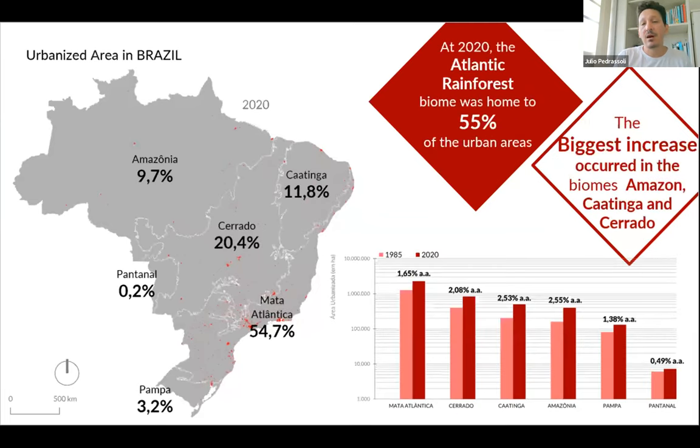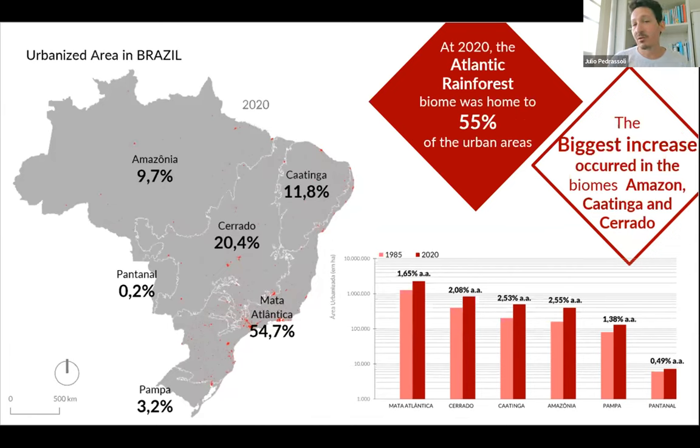But it varies a lot. The urban areas in the Amazon region, for example, grew at a much higher rate than in the Atlantic forest region, which is much more consolidated in this time series. So when we look at the Amazon here and the Atlantic rainforest here, the Amazon is getting urban much faster than the Atlantic forest in the last 4 decades.